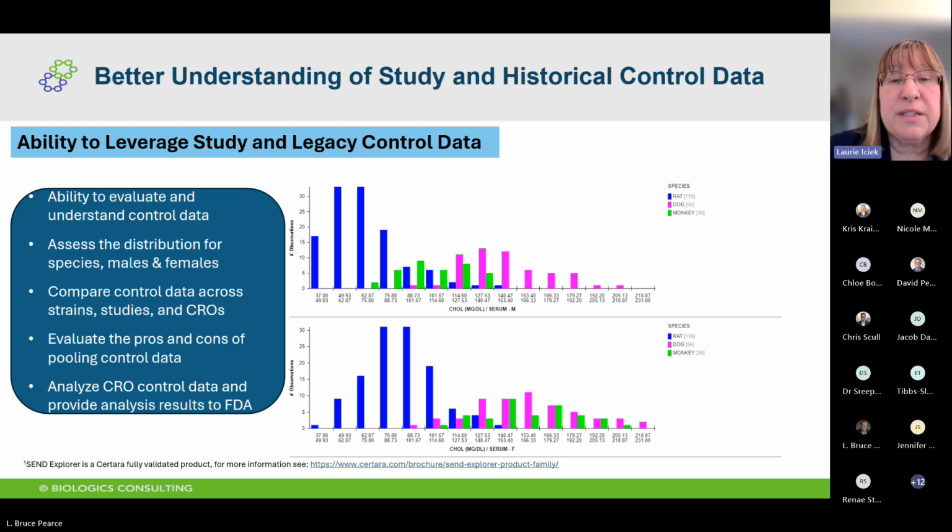We can look at different species. What's on the screen is looking at cholesterol for several different species, rat in blue, dog in purple, and then monkey in green. And in this case, we've separated out males and females. This will allow us to work with you to look at data across studies.